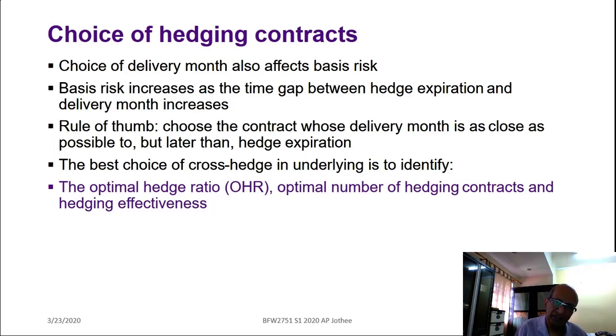The basis risk will increase because we have got two concepts which we will learn later. One is contango, the other one is backwardation. Whether the longer the time for the futures to expire, the price will be going down or going up, is again an issue. Rule of thumb is choose the contract whose delivery month is as close as possible, but later than the hedge expiration.